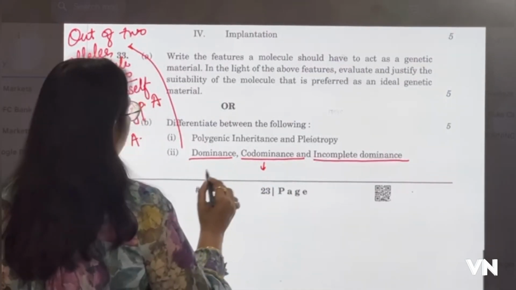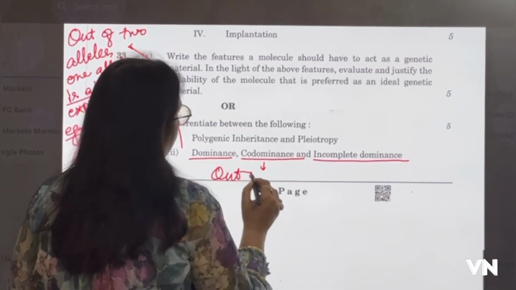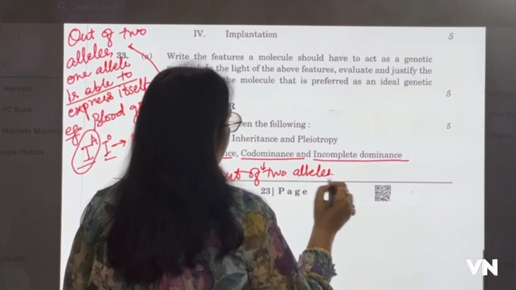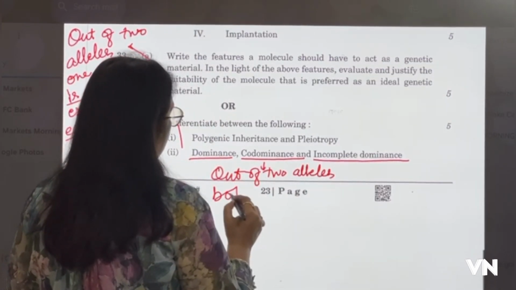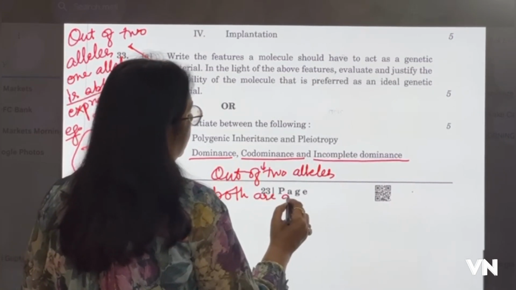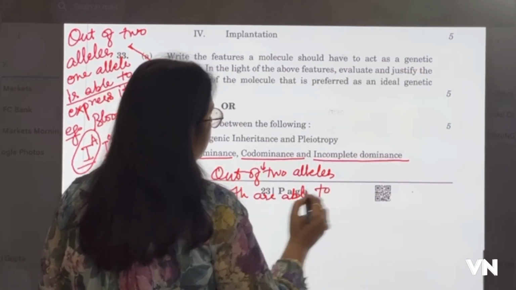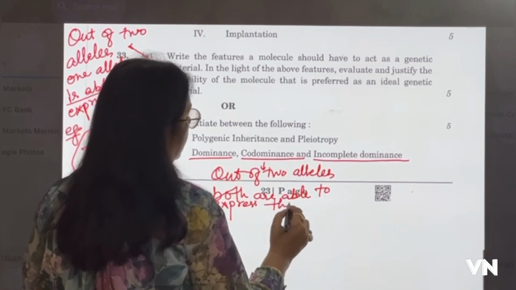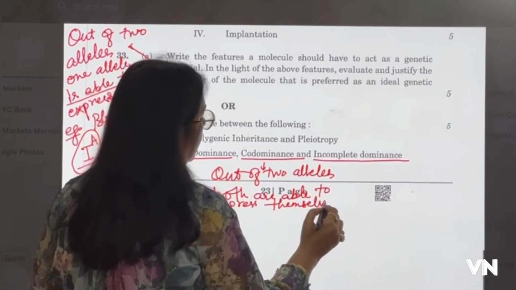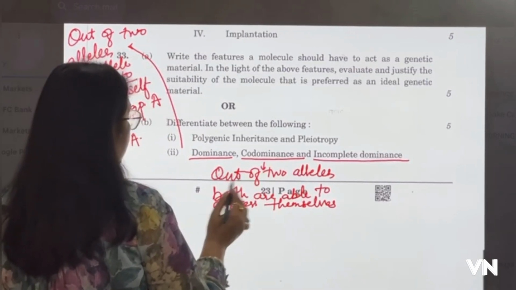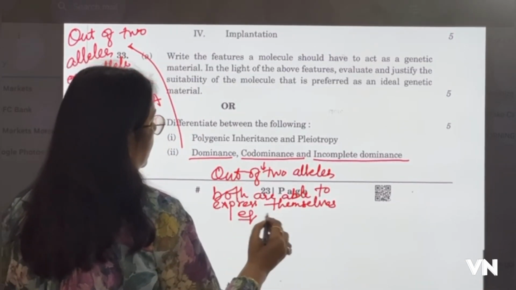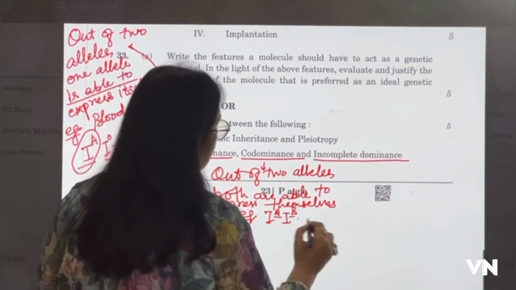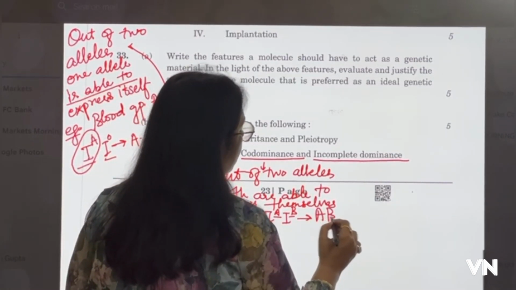Codominance, out of two alleles, both are able to express themselves. Example, AB blood group, IA, IB, and both alleles are responsible for AB blood group.